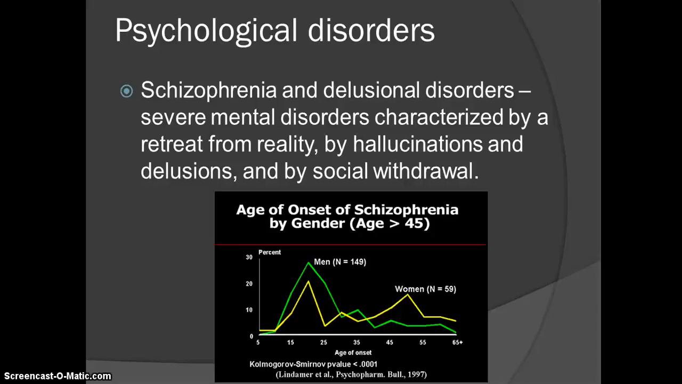And as you can see on this graph, there is an age onset of schizophrenia by gender, and as you can note, men are more likely to manifest schizophrenia earlier in their lives. Over here, we see the peak, whereas women are more likely, compared to men, to manifest it later on in their life.